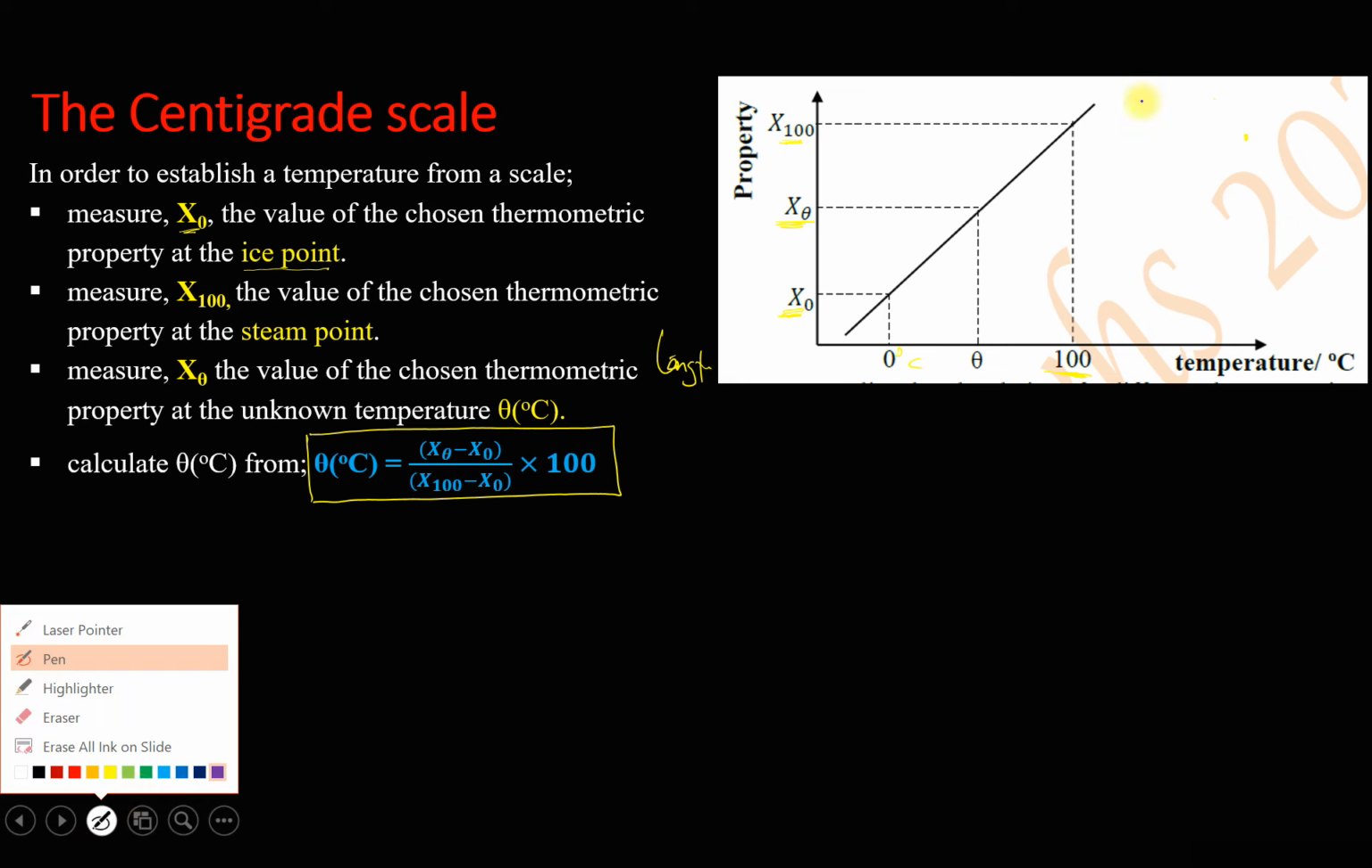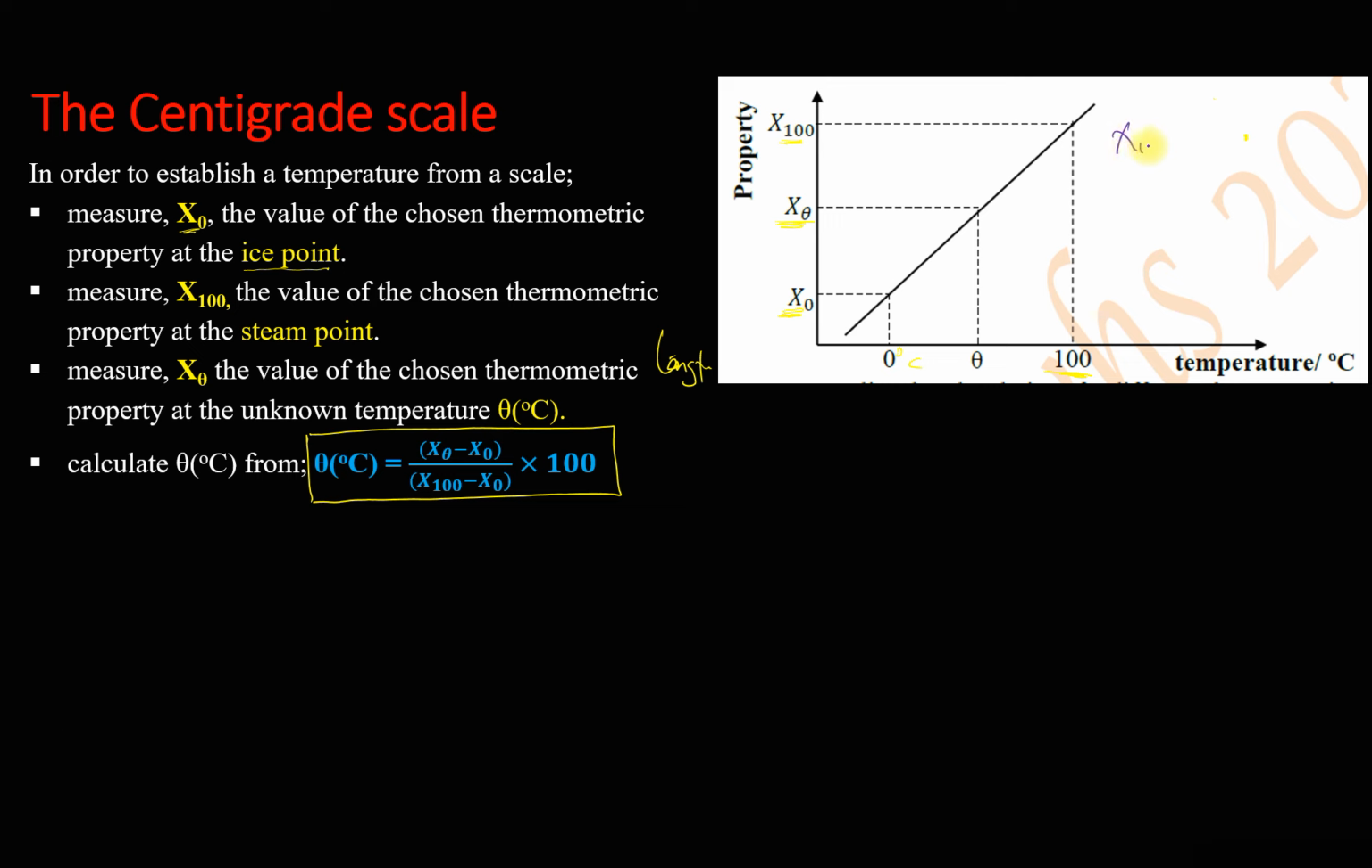So using gradient, I'll say x 100 minus x naught divided by 100 minus 0. That is gradient. Using another pair of points on the same straight line, I'll have that x theta minus x naught divided by theta minus 0.